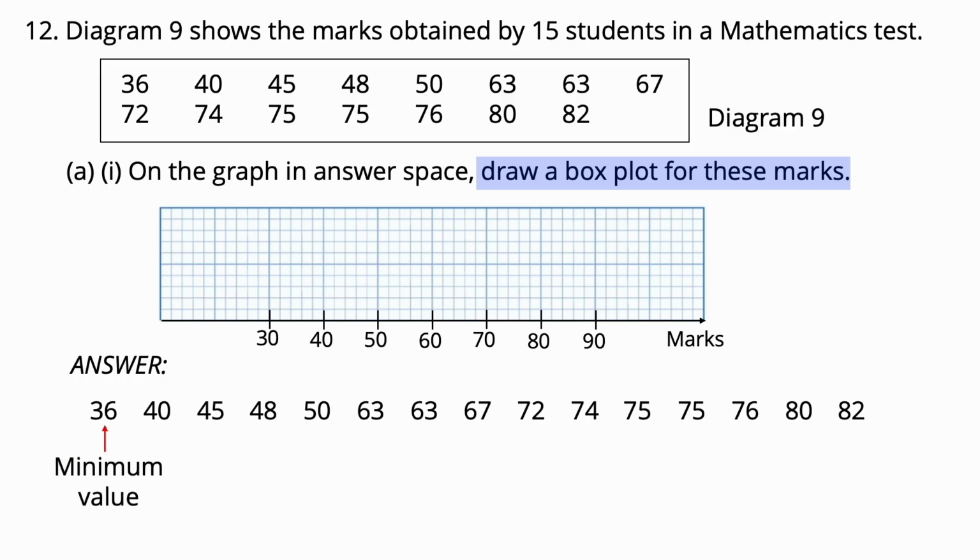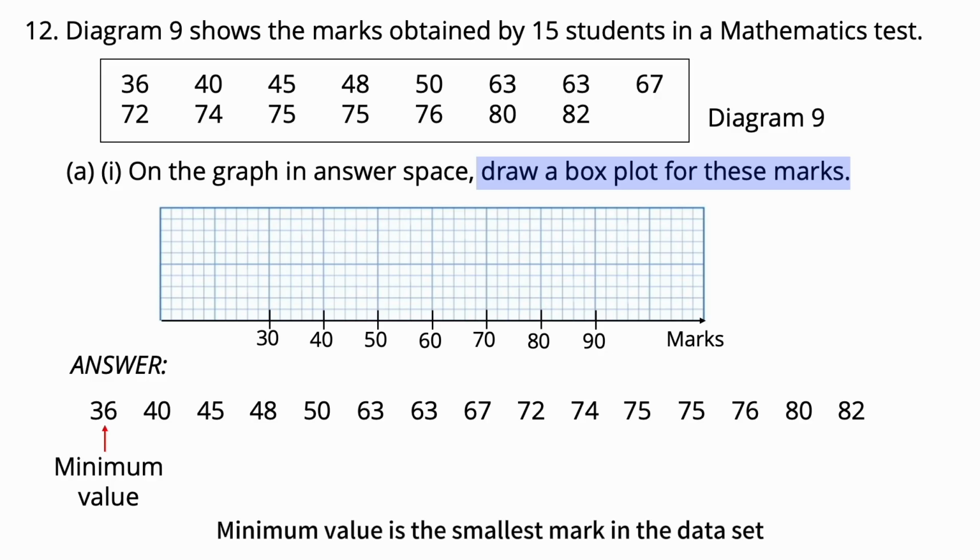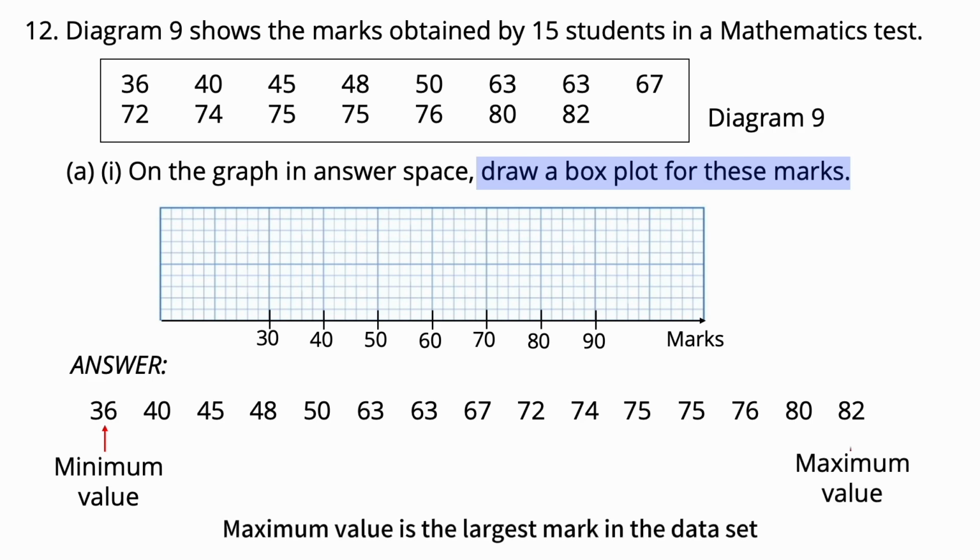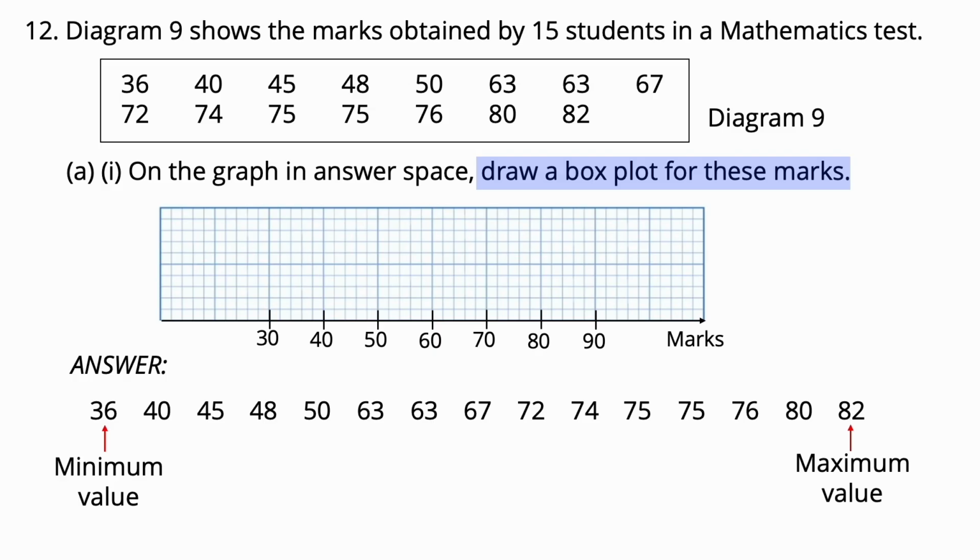Here's the minimum value, 36. The minimum value is the smallest mark in the data set. The maximum value is the largest mark in the data set, 82. Median, the middle value, 8th value. Since there are 15 data values, the middle one is 15 divided by 2 equals 7.5. The median is the 8th value. So the median equals 67.